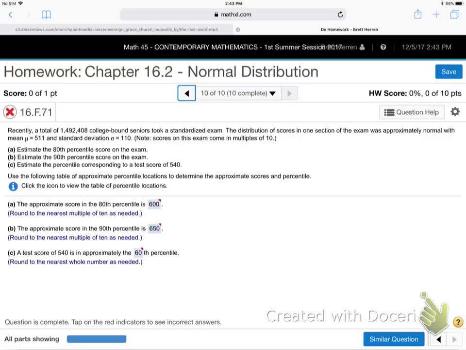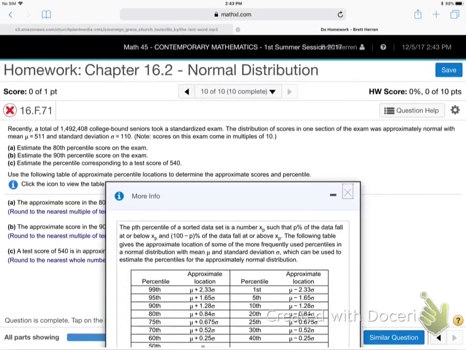All right, so number 10. So here we go. This is like the SAT kind of thing. Anyway, they have this icon they want me to click on. They give you this special little chart to look at. Okay, so here comes their question.